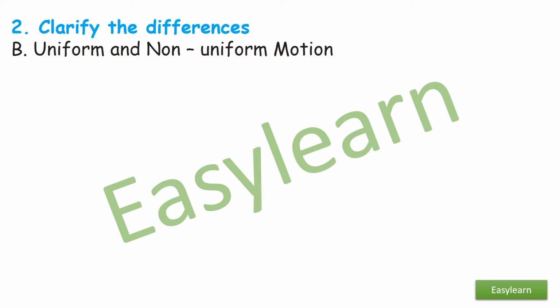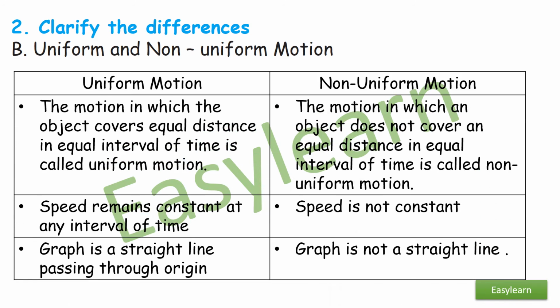Second, uniform and non-uniform motion. First, the motion in which the object covers equal distance in equal interval of time is called uniform motion. The motion in which an object does not cover an equal distance in equal intervals of time is called non-uniform motion.